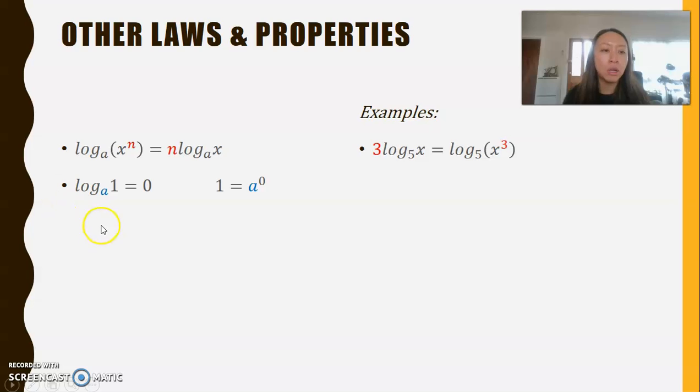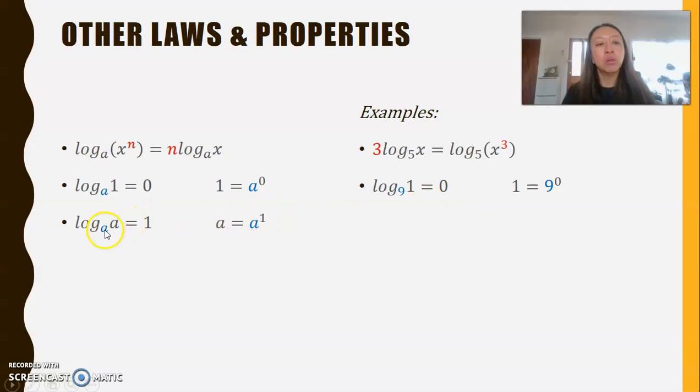Log a 1 equals 0. As long as there's a 1 here, a can be any positive value, and the overall value will become 0. That's because if we switch this into an index number, whatever number power 0 will always return as 1. So for example, log 1 equals 0. Log any number with 1 will always equal 0.